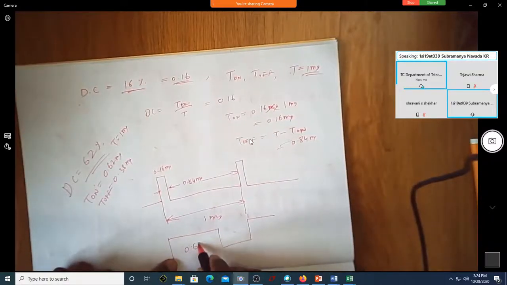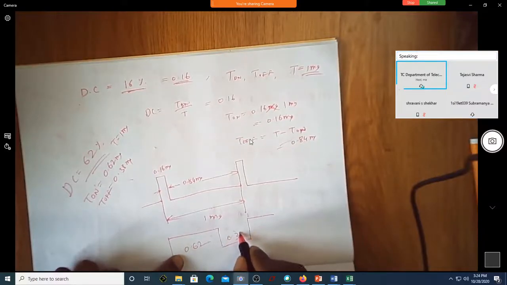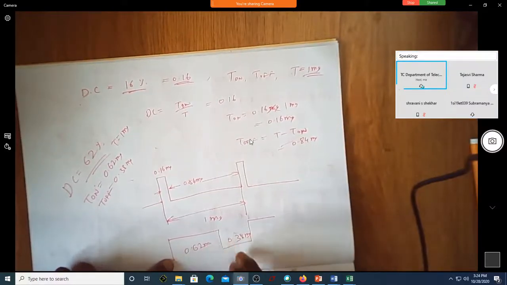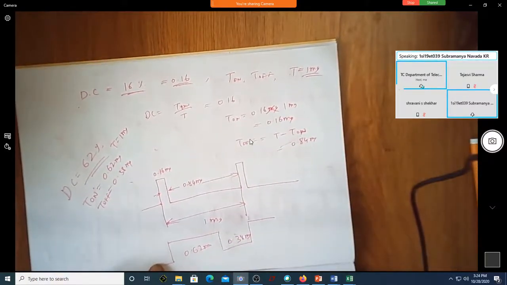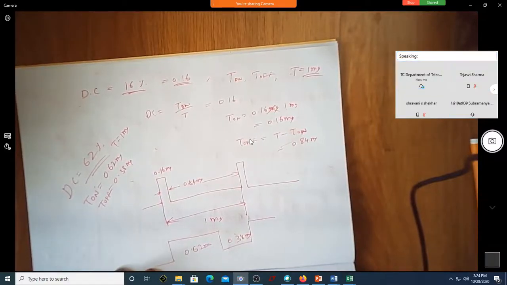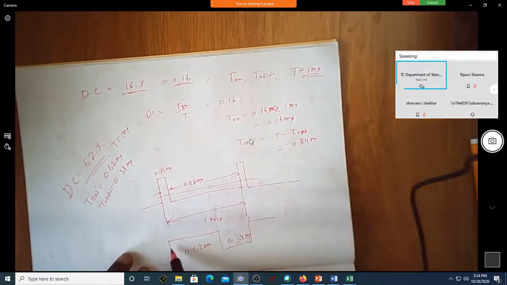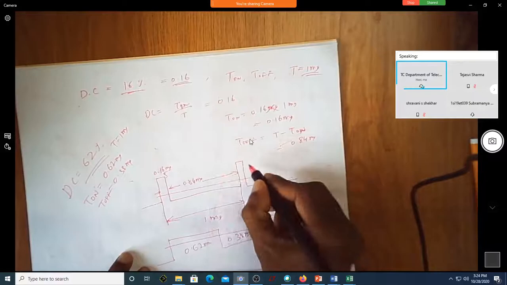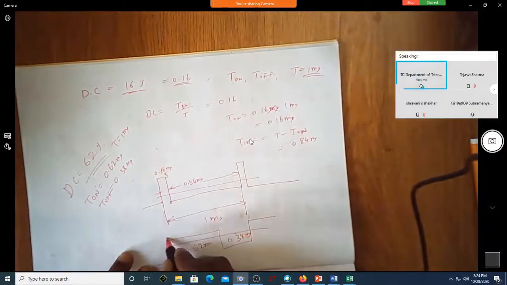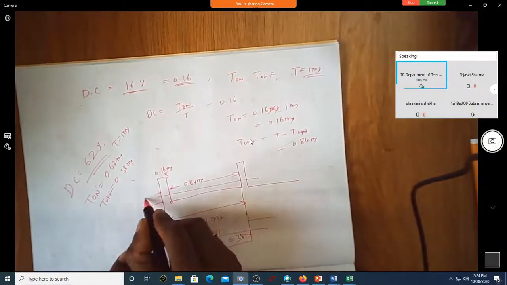This is 0.62, this is 0.38 millisecond. Total it is again 1 millisecond. What is the average of this? Average value means area. It is above 2.5. If this is 5 volt and this is 0 volt, how much is this average value?